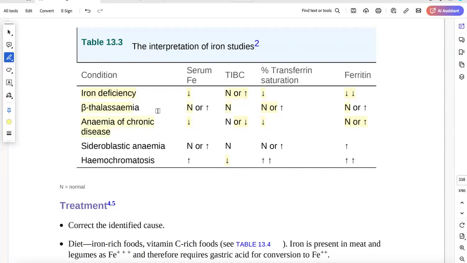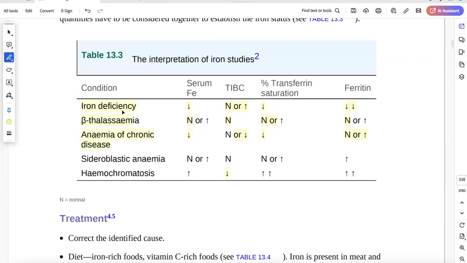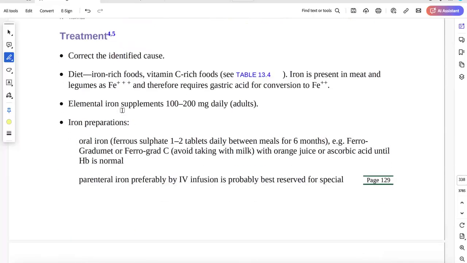So remember this chart, because they will give you a scenario and the lab tests, and based on that you need to decide what is the cause of microcytic hypochromic anemia in that patient. Once you have an idea that this is iron deficiency, the next thing is to increase the iron in the diet, try to find out if there is any cause and correct that, and start the patient on iron supplement.